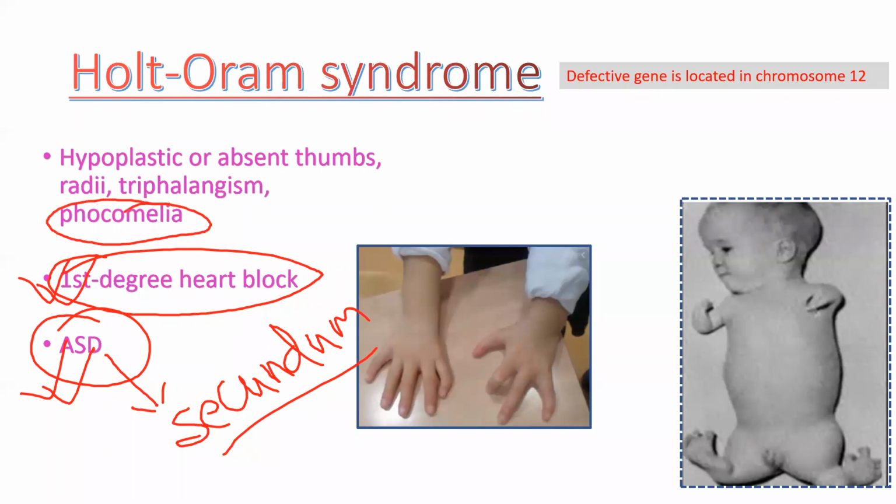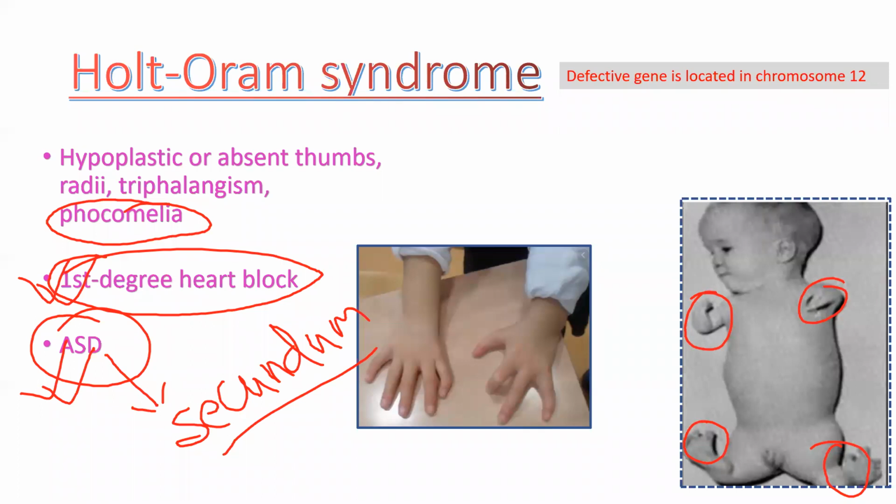So all of you look at this picture. The arms and the legs are very near to the body. And this condition is called phocomelia, right? So what do you call this condition? Phocomelia. All of you try to define phocomelia. Phocomelia is a situation in which the arms and limbs are very close to the center of the body. We call it phocomelia, right?